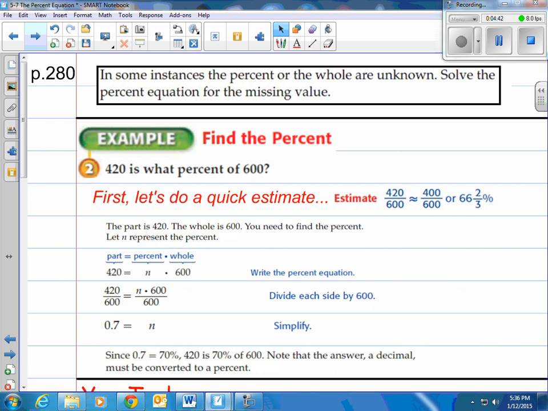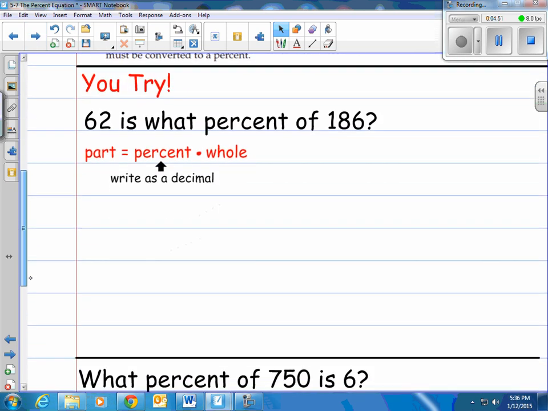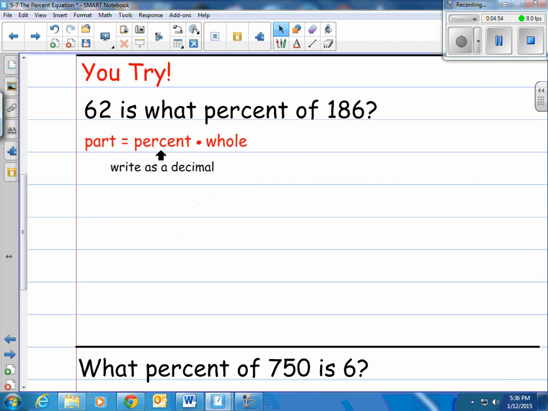It says, note that the answer, a decimal, must be converted to a percent. So we have to make sure that when we're asking for a percent, we convert it to a percent at the end. All right, you give it a try. Come on back, see how you do.